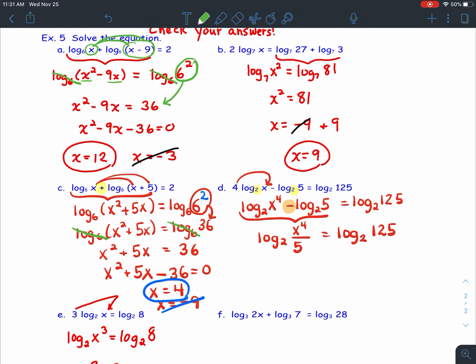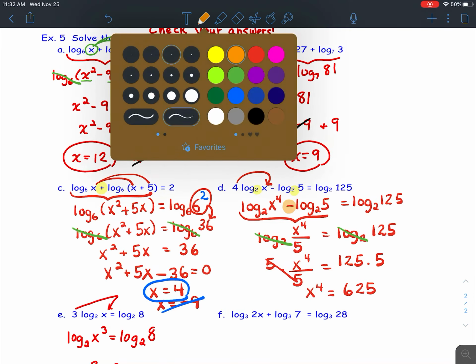They have the same base. They have 1s in front of them. I'm crossing off the log and the base. That leaves behind the fraction x to the 4th divided by 5 equals 125. Okay, so I'm going to solve this for x. I'm going to move the 5 to the other side. 125 times 5 is 625, and then we need to take the 4th root of both sides.